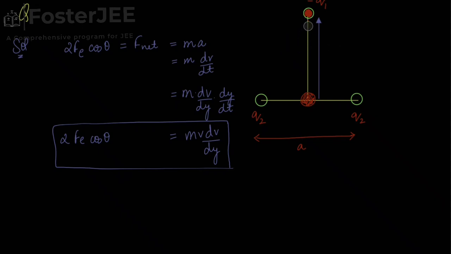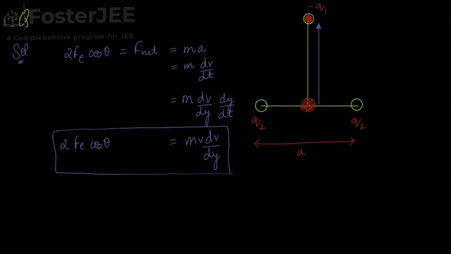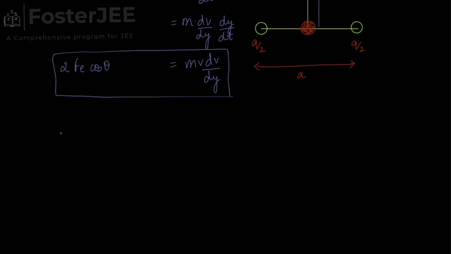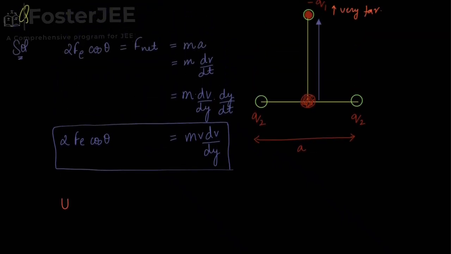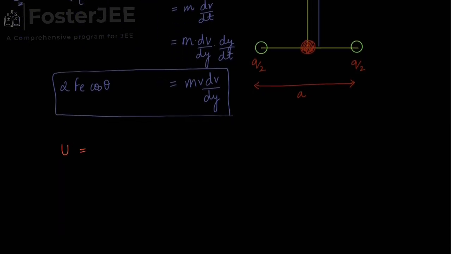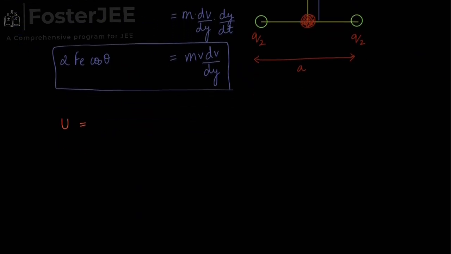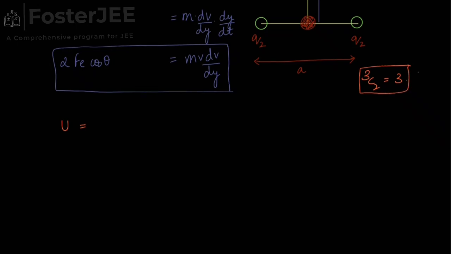Now, since initially the particle was very far, the net potential energy of the system at that time would be, now how many particles are there? There are three particles. This particle, and this particle. So how many terms will come? 3C2, that is 3 terms.